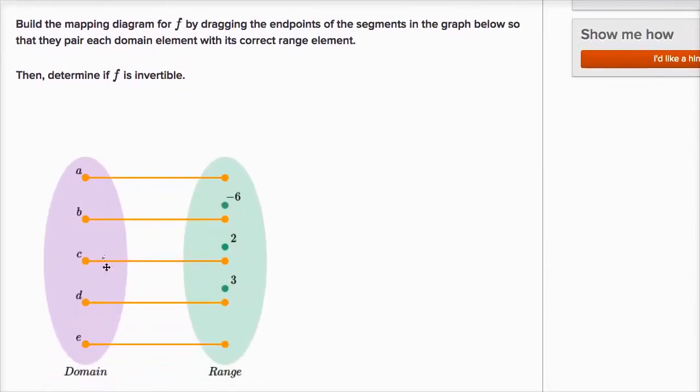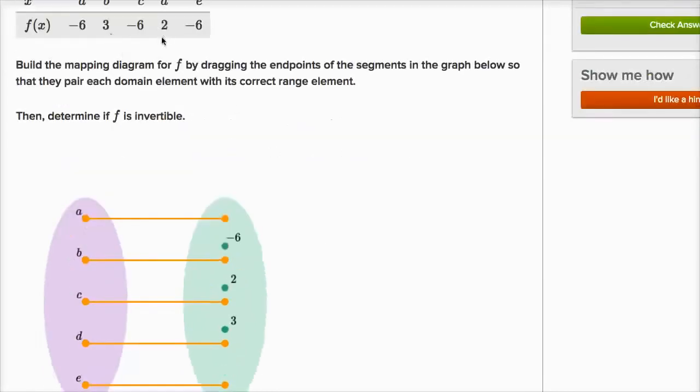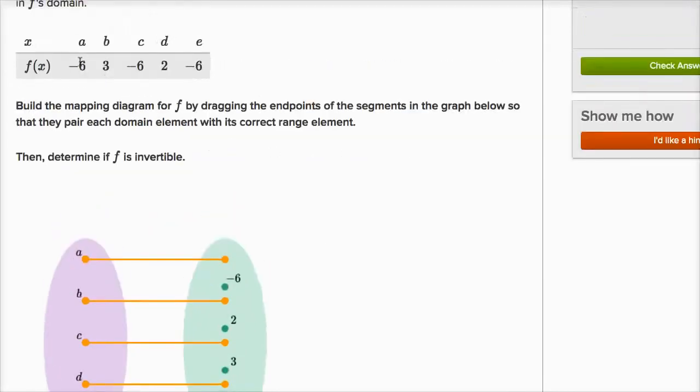In this purple oval, this is representing the domain of our function f, and this is the range. If you give the function a member of the domain, it's going to map from that member of the domain to a member of the range. So for example, you input a into the function, it goes to -6. So a goes to -6, so I drag that right over there. b goes to 3.